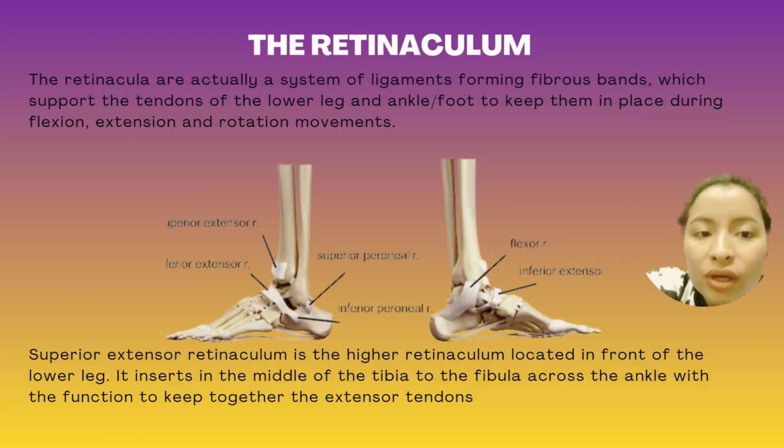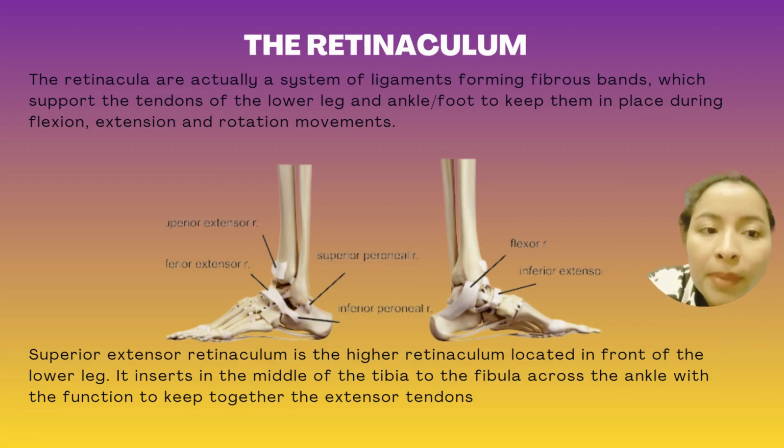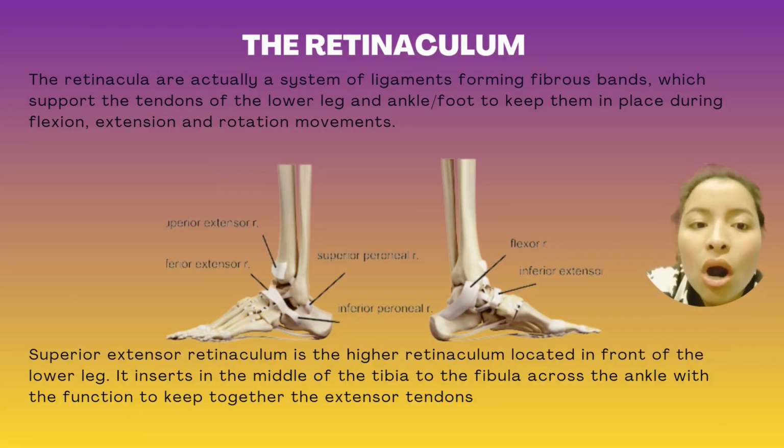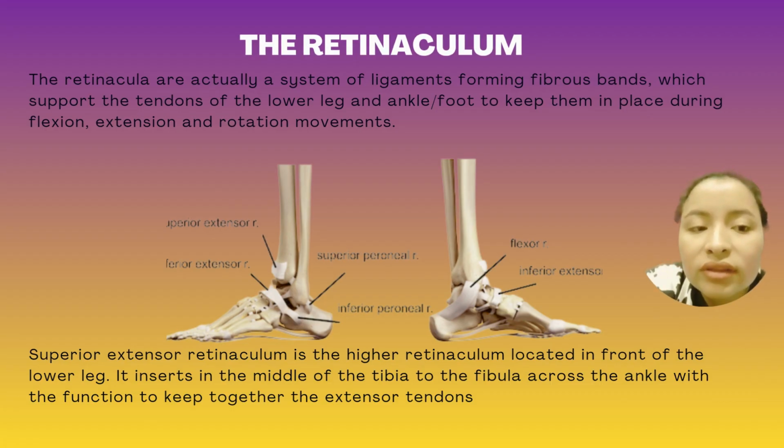Superior peroneal retinaculum and inferior peroneal retinaculum are located over the tendons of the peroneal muscles. The superior holds the tendons in position below the lateral malleolus and the inferior holds them at the lateral side of the calcaneus.